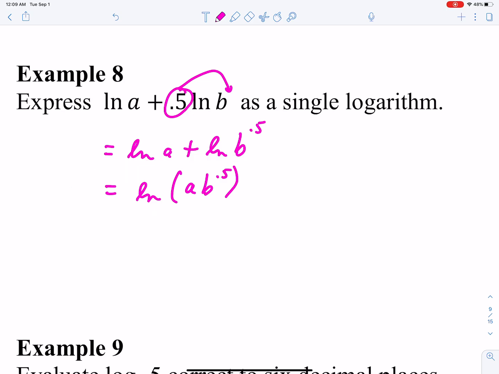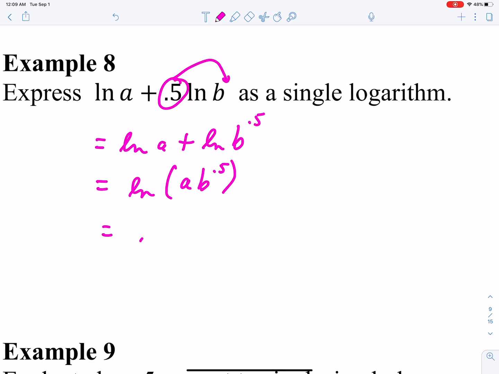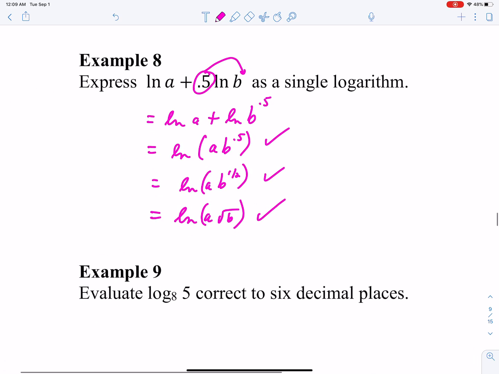But just to be clear, there are other ways to write this answer. So these are just alternate answers. None of them are more correct than the other. You could write natural log of a times b to the 1/2 power. You could also write natural log of a times radical b. Okay, these are all equivalent. All three of these, if you give any of those three as your answer, you get full credit, assuming you showed proper work at the beginning.